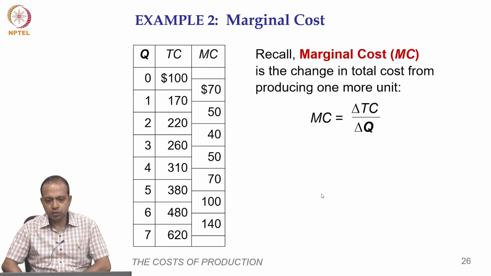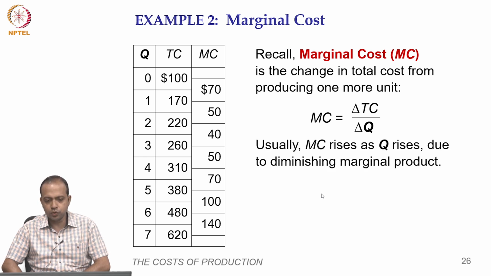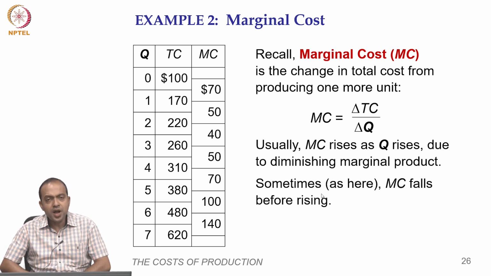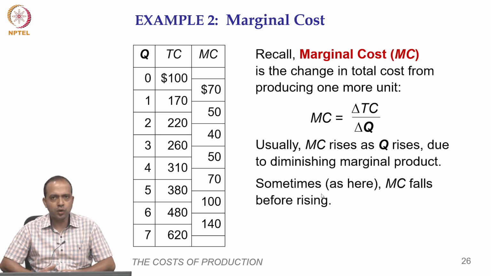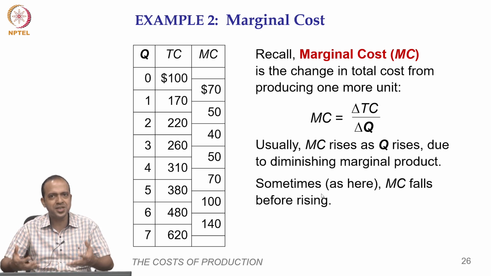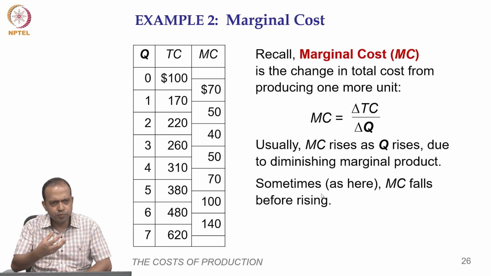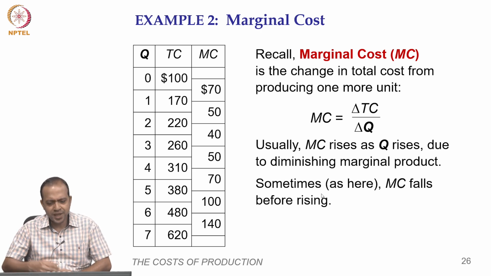Now, look at the marginal cost, the change in total cost due to change in output. Usually MC rises as Q rises due to diminishing marginal product, which is very easy to understand. Sometimes MC falls, because initially it may so happen that as you increase your output or the scale of production, the cost of production goes down.